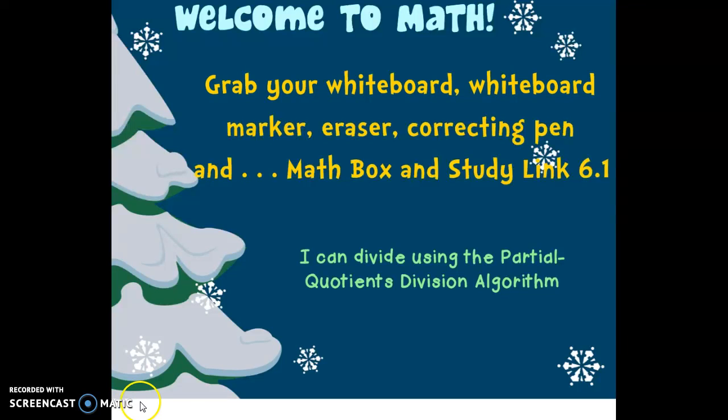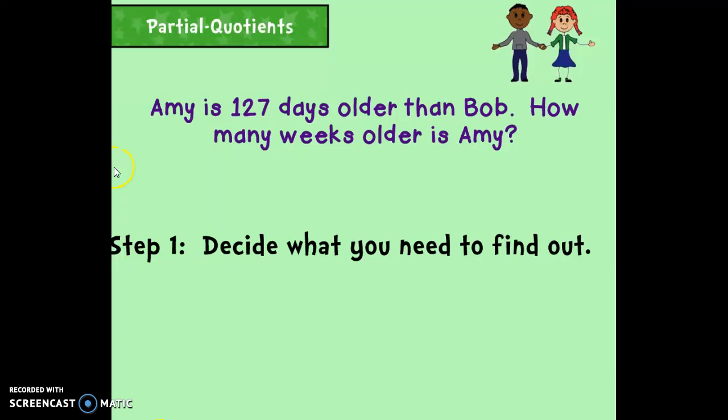Today's lesson is about partial quotients. So today you're going to be able to say at the end, I can divide using the partial quotients division algorithm. So let's look at a question like this. Amy is 127 days older than Bob. How many weeks older is Amy?